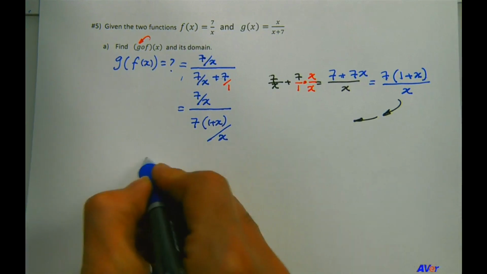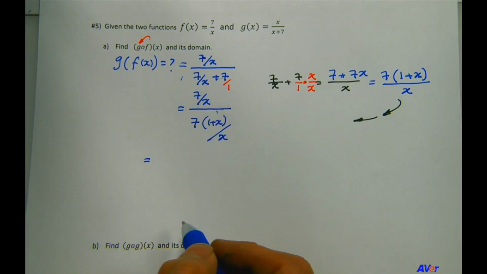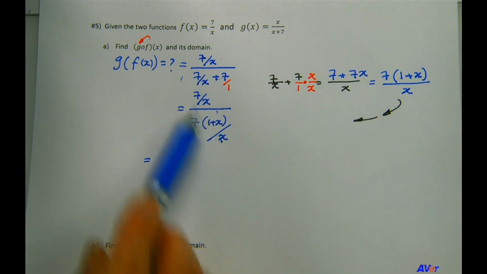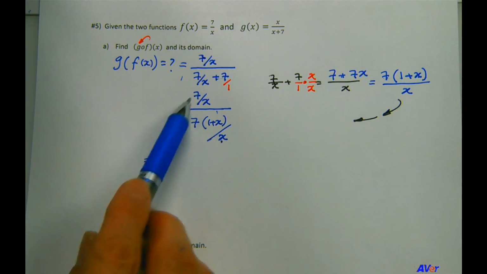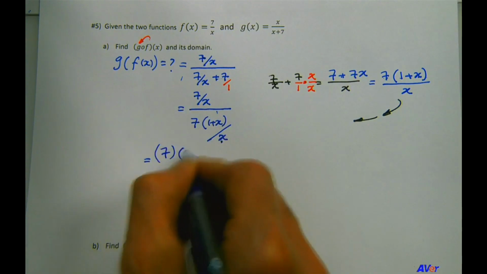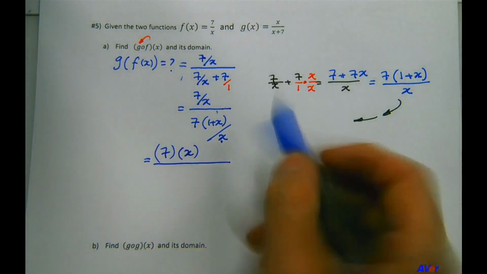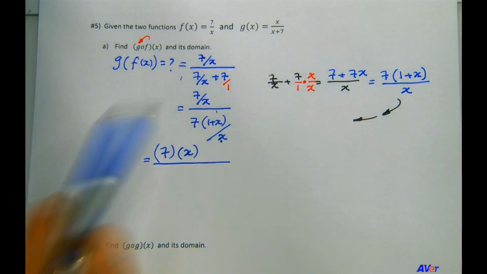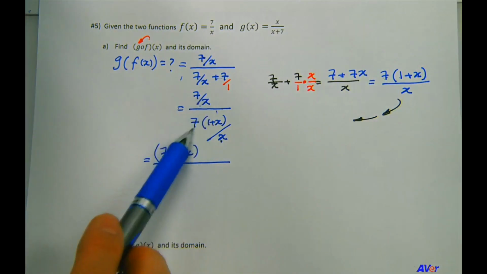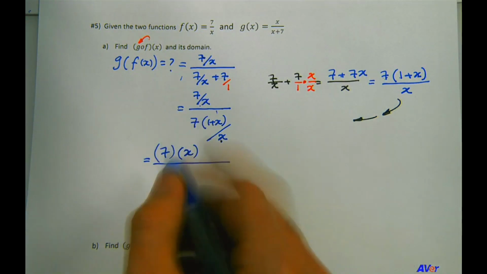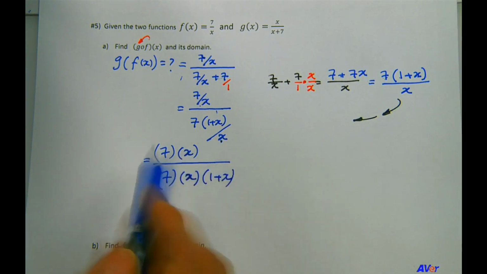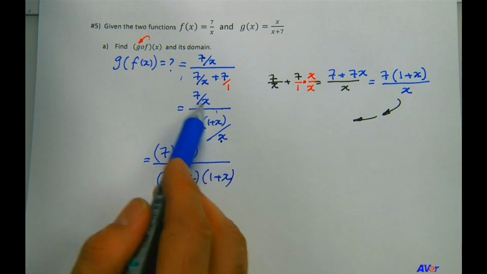Let's do that. So to simplify this complex fraction, we look at the terms that are farthest away from each other. 7 and x are the farthest away, right? Multiply them and put them in the numerator. 7 times x in the numerator. Then take a look at the terms that are nearest each other, x and 7 times (1 plus x). Multiply them and put the result in the denominator. There. Right? 7 times (1 plus x) times x. That's what we have.